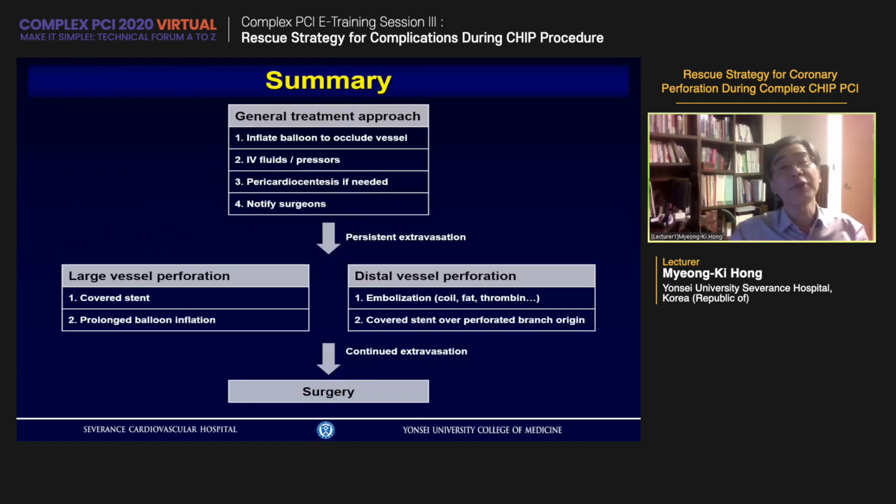In summary, the general treatment for coronary artery perforation was prolonged balloon inflation first, and IV fluid or vasopressor, and if needed, prepare pericardiocentesis, and notify the surgeon for some urgent or continued bleeding complication. Even though we did the general treatment, for persistent extravasation in large vessel perforation, we used the covered stent or prolonged balloon inflation. For distal vessel perforation, embolization or prolonged balloon inflation, but with continued bleeding extravasation, surgery.